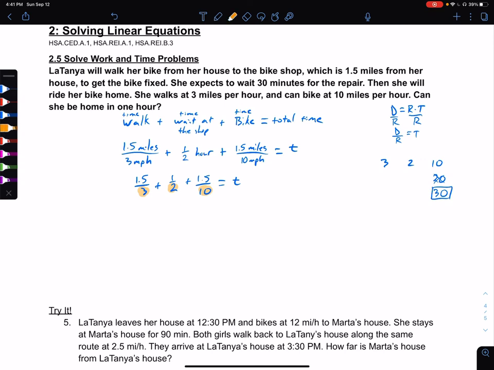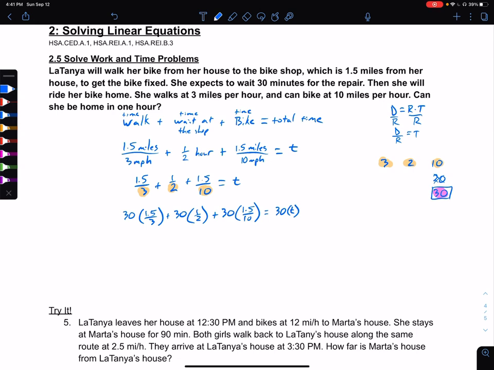We're then going to use that 30, so this 3, 2, and 10 came from our fractions. We're going to take that 30 and we're going to multiply everything by it. So we're going to do 30 times 1.5 over 3 plus 30 times 1/2 plus 30 times 1.5 over 10. And since we're multiplying everything on the left by 30, we also need to multiply the right side by 30.